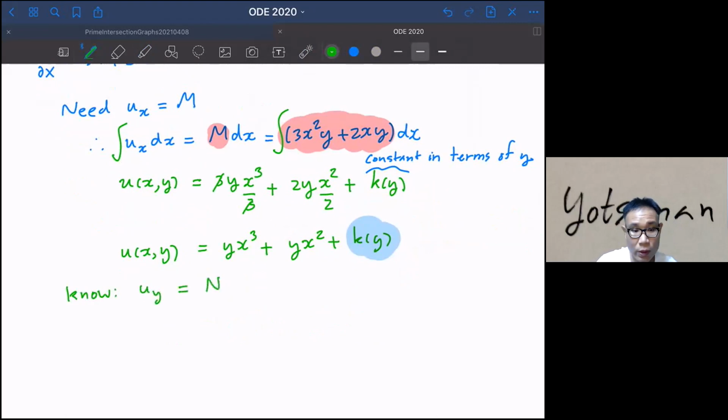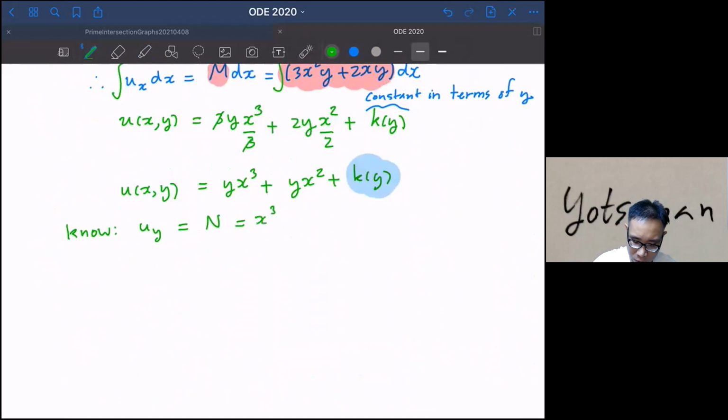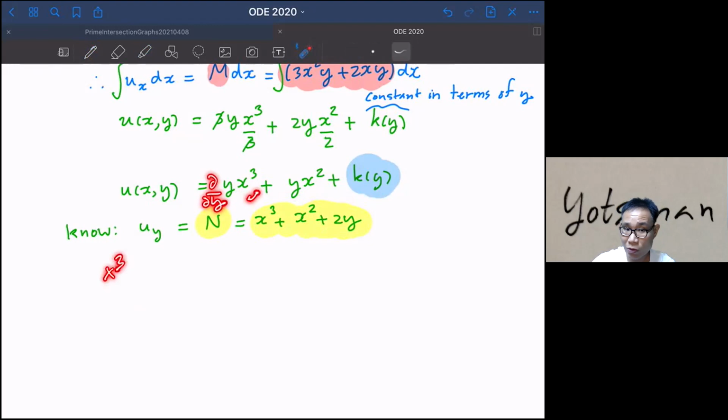u_y must be equal to N. You know that u_y equal to N, and what is N? N is the yellow guy. So I will copy the yellow guy down. So it's going to be x^3 plus x^2 plus 2y. That is the yellow one that I have for N. So you have N equal to x^3 plus x^2 plus 2y, that is u_y. From here, you're going to be able to find u_y by taking the derivative with respect to y. So you basically differentiate this guy with respect to y. So it's going to be x^3, with me so far, that term.